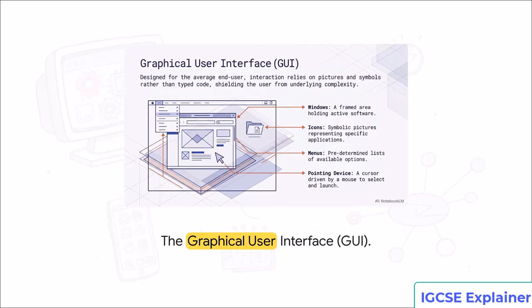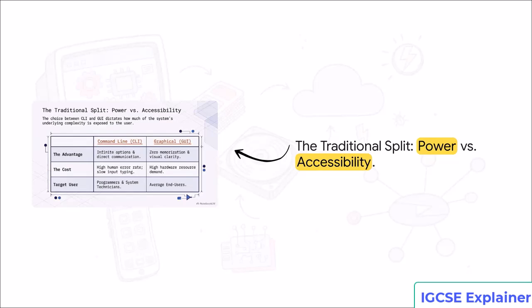It was designed specifically for the average person. By relying on pictures and visual symbols instead of typed code, the GUI completely shields us from all that underlying complexity. But comparing the two reveals a really stark, undeniable trade-off.